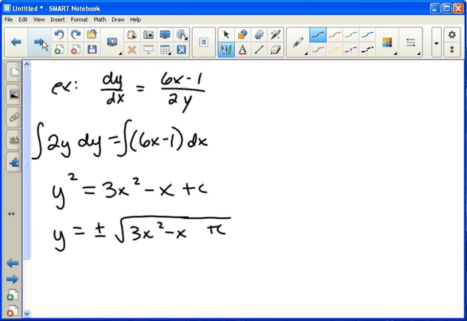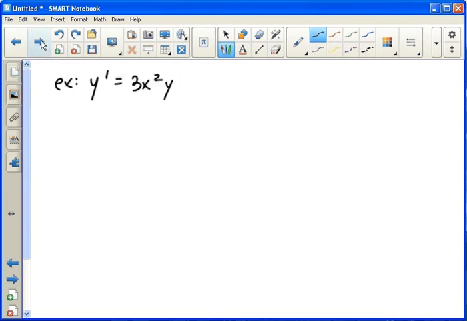I believe there are just two more examples. First up, y prime equals 3x squared y. We have dy over dx because we want to change it to Leibniz notation. That's step 1. Step 2 is to separate, so I'm going to multiply the dx over and then divide the y.